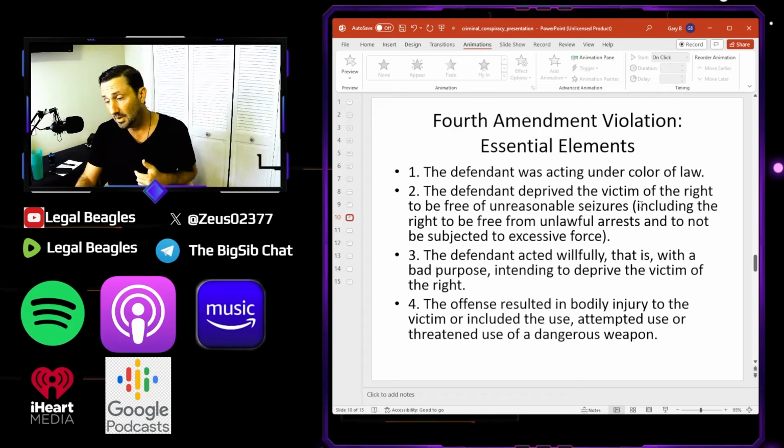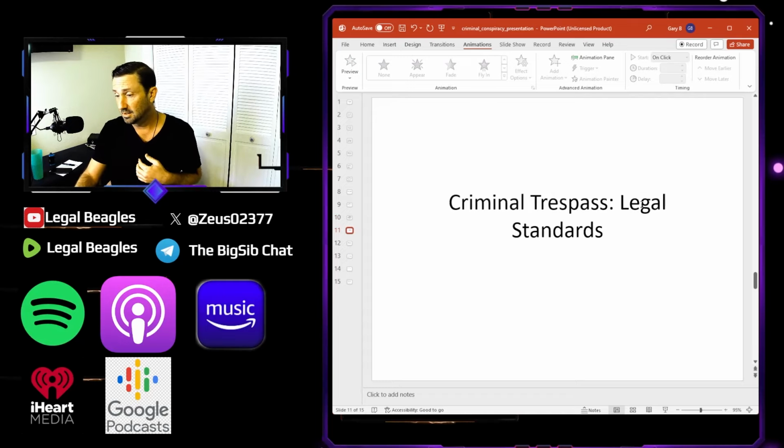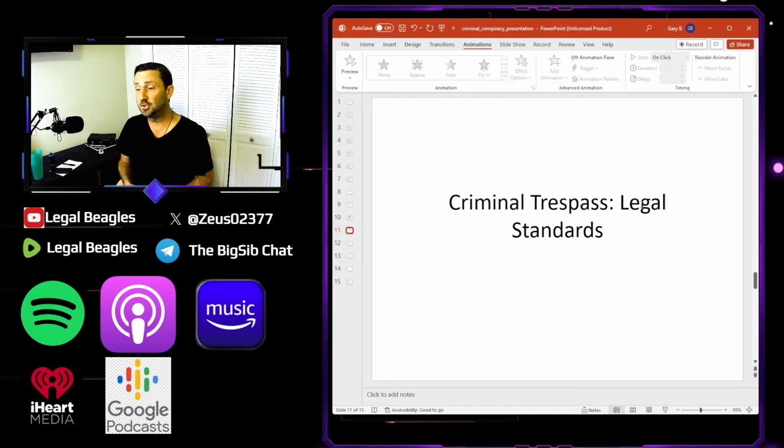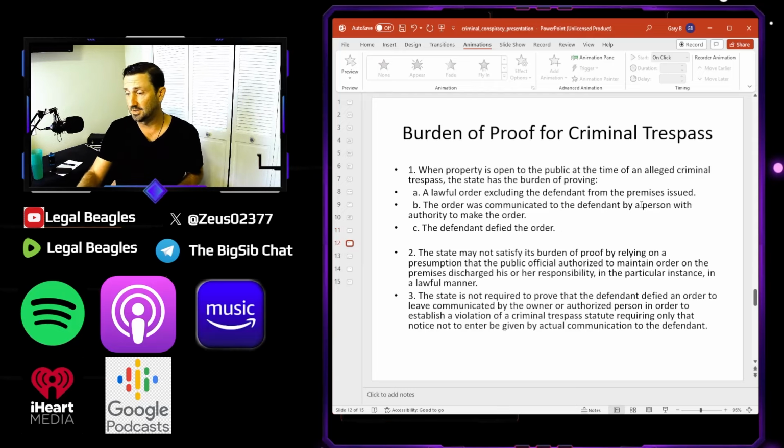The next thing we're going to go into is criminal trespass. So the legal standards for criminal trespass. The burden of proof for criminal trespass.